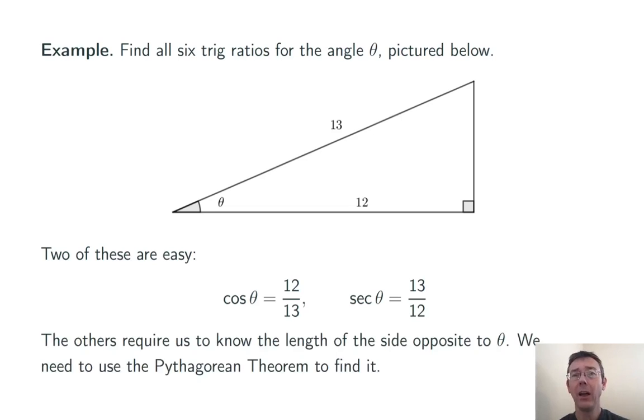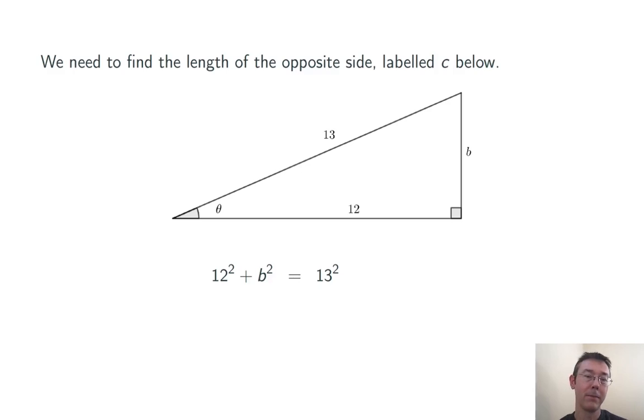In order to get the other 4 trig ratios, we're going to need to find the length of that opposite side. And we're going to do that using our old friend, the Pythagorean theorem, which comes up all the time in trigonometry. So a squared plus b squared equals c squared, or to say it differently, adjacent squared plus opposite squared equals hypotenuse squared. So let's label that opposite side with a b, and then write down our Pythagorean theorem. 12 squared plus b squared equals 13 squared.